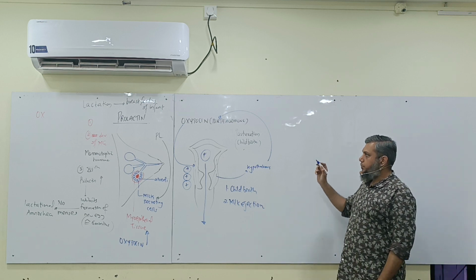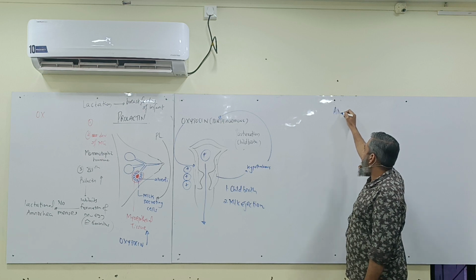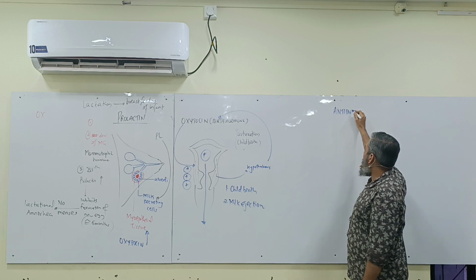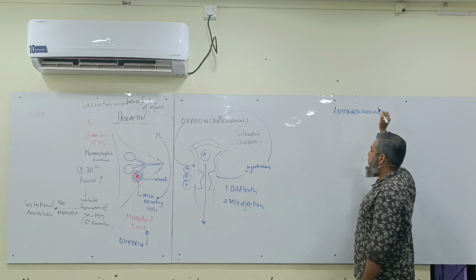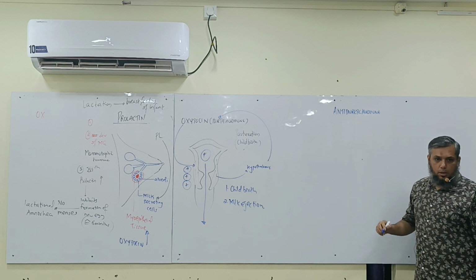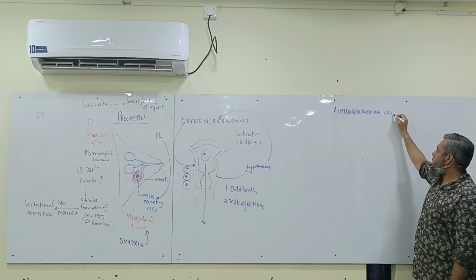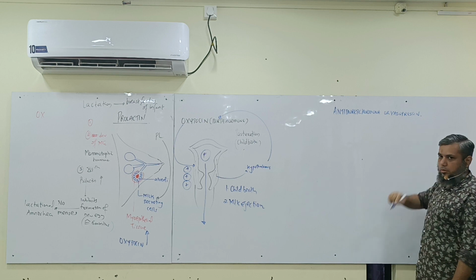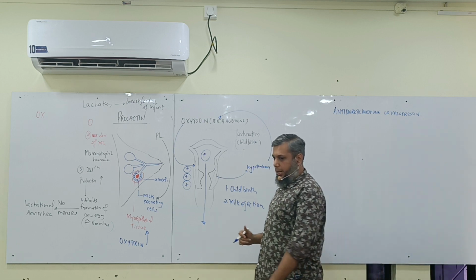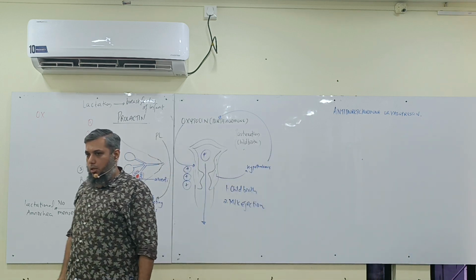The next one is anti-diuretic hormone. What is another name for it? Vasopressin. An important hormone. Again, it is going to come in excretion. Listen carefully, everyone.